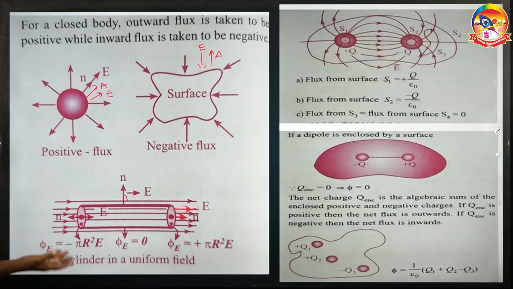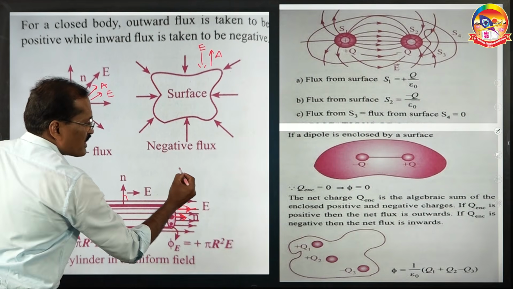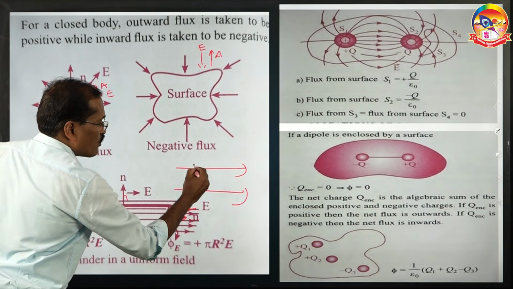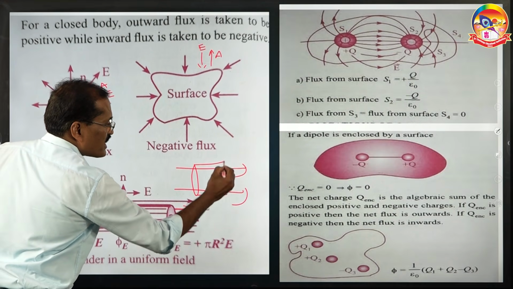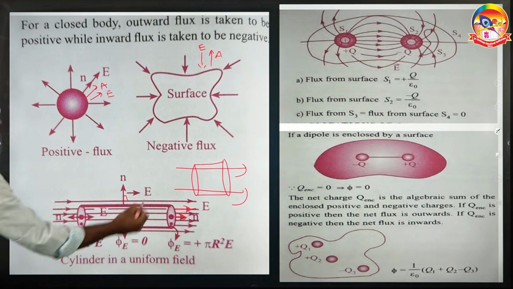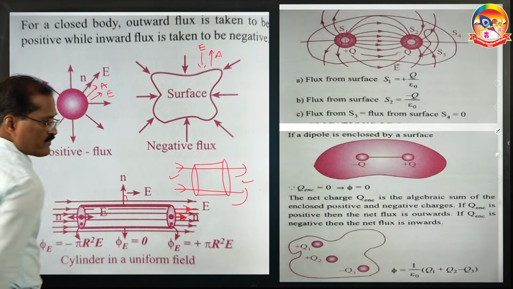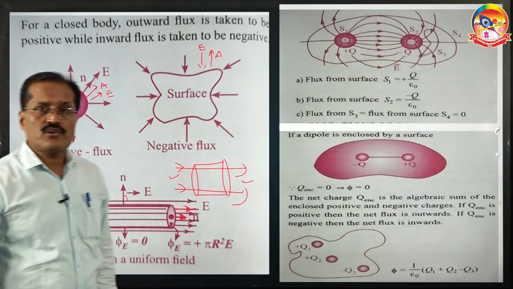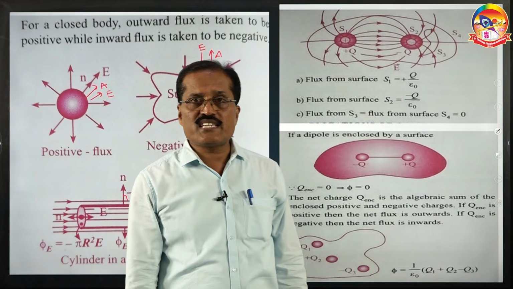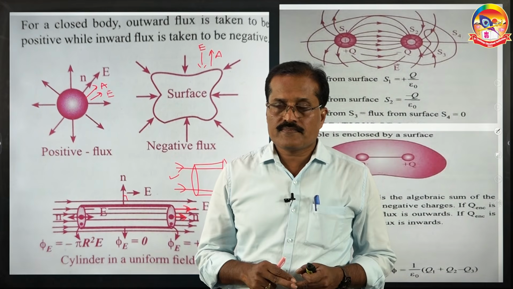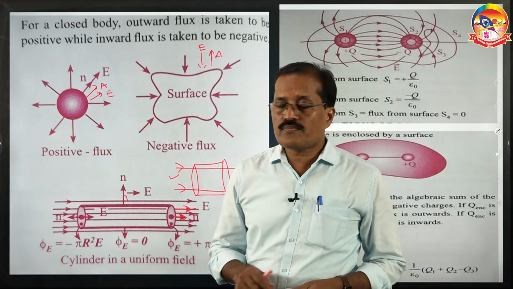Therefore, the net flux is equal to 0. Why is the net flux equal to 0? No charge is inside. The complete cylinder is placed in the external electric field itself. The lines are entering, the lines are leaving; 2 lines enter, 2 lines leave. Therefore, the net flux is equal to 0. In other words, for the Gaussian surface we can also say that no charged particle is inside. Therefore, the net flux is equal to 0.